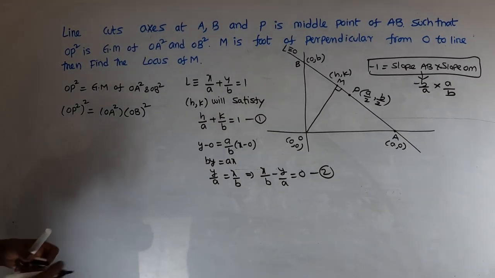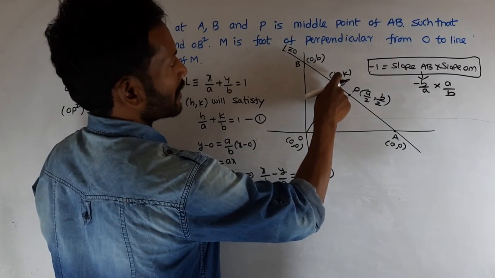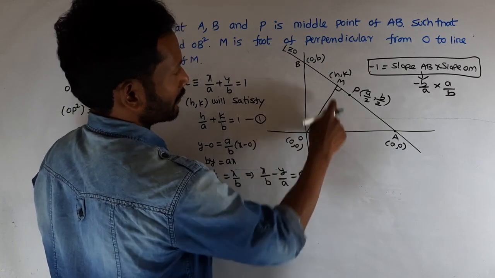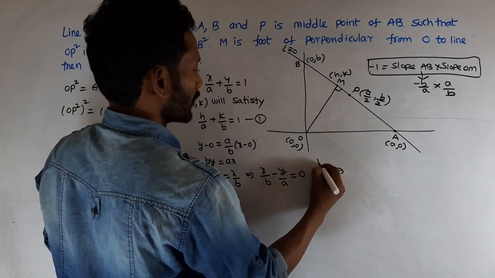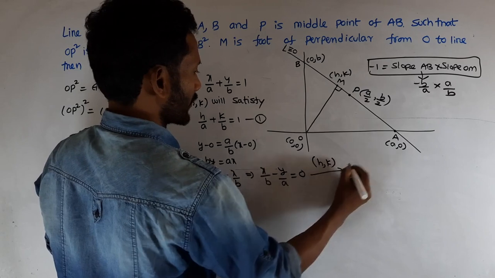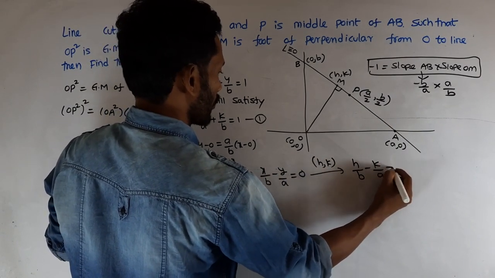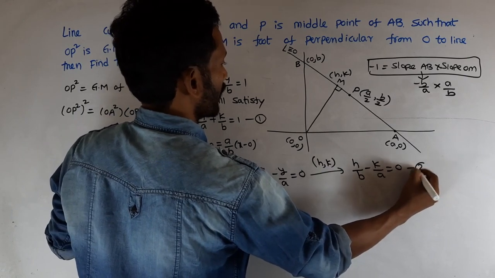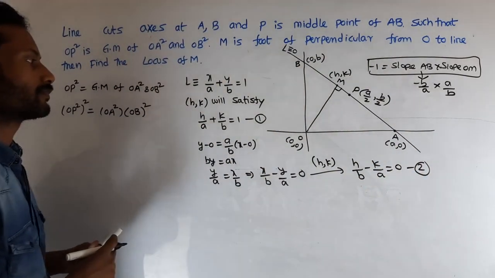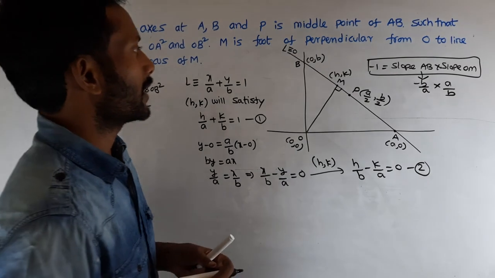So point H comma K will satisfy this one also. H by b minus k by a equal to 0. That is equation 2. So now we eliminate the parameter.